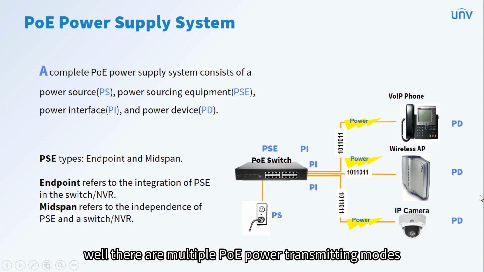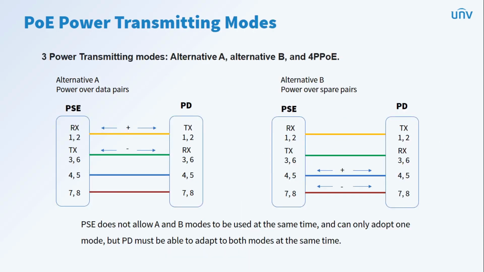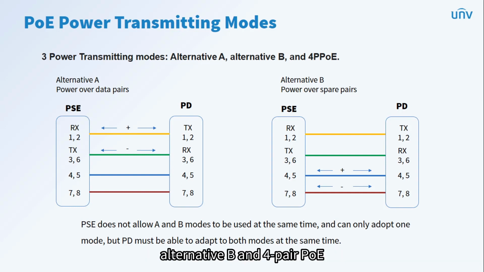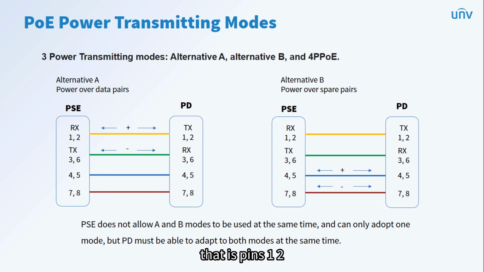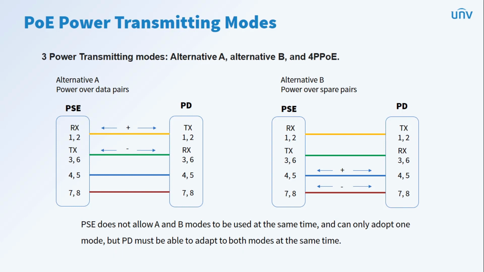Well, there are multiple PoE power transmitting modes. We'll introduce them one by one. There are 3 power supplying modes: Alternative A, Alternative B, and 4-pair PoE. For 10BASE-T and 100BASE-TX, only 2 of the 4 signal pairs in a typical Cat5 cable are used, that is, pins 1, 2, 3, and 6 are used for data, and others are spare.